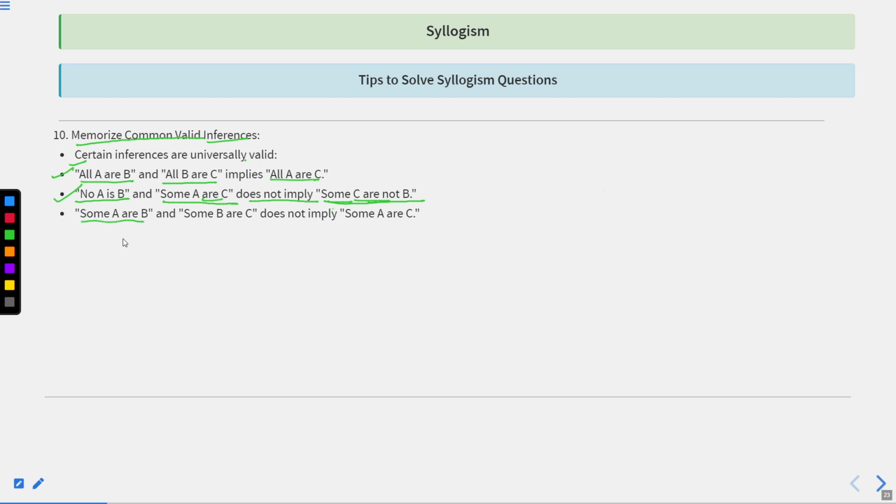Some A are B and some B are C does not imply that some A are C. You cannot come to this conclusion based on the inferences that have been provided. Very important point of discussion. Very important for you guys to remember, because this is where the student lacks.